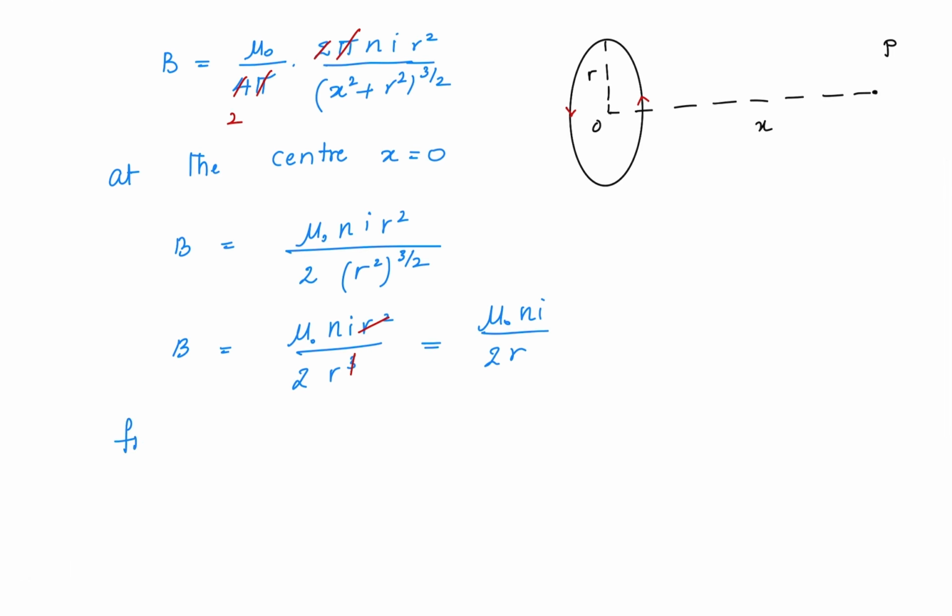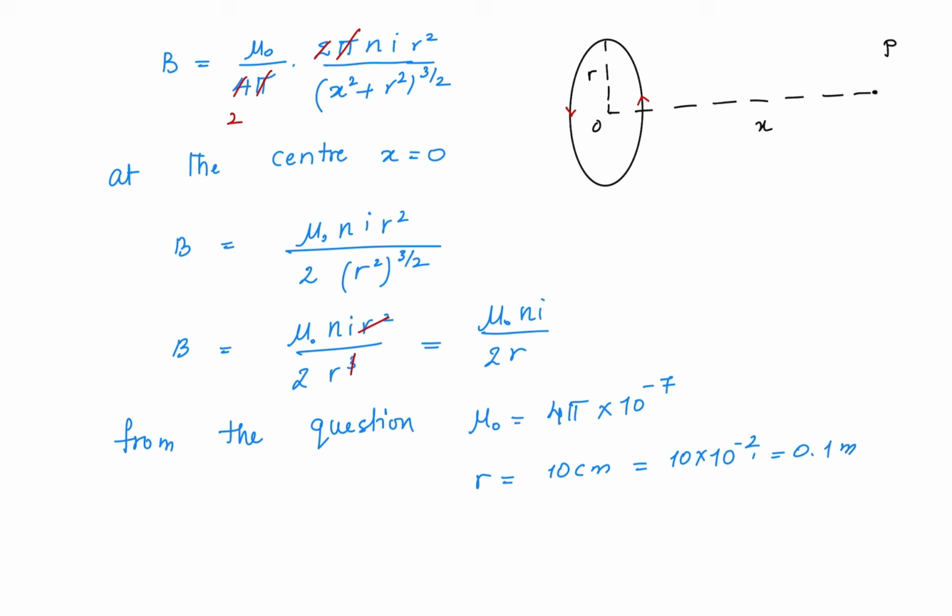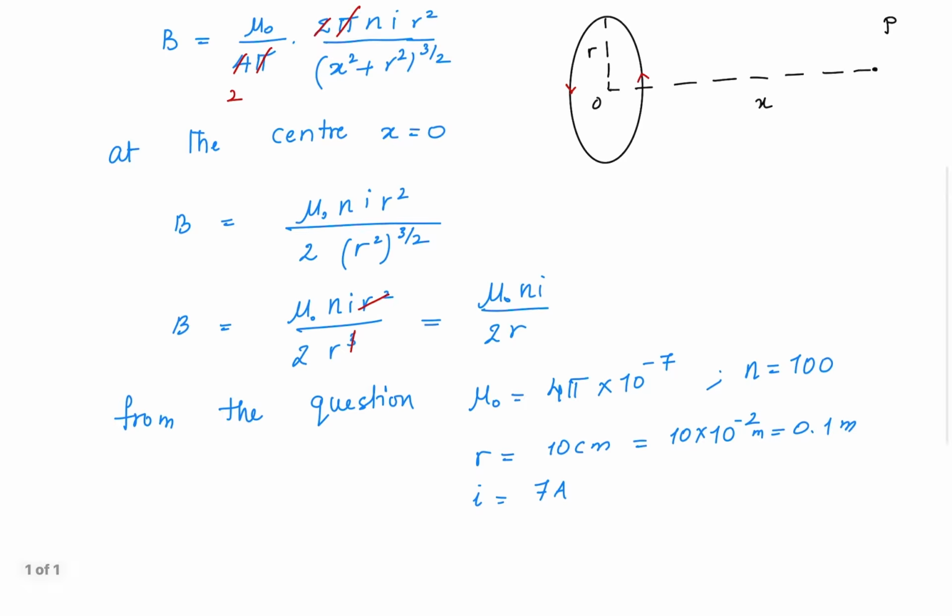So here from the question, what we have is, we are provided with mu naught equal to 4 pi into 10 to the power of minus 7, and radius r is equal to 10 centimeters they gave, converted into meters as 10 into 10 to the power of minus 2 meters, which gives me 0.1 meters. And also current I is equal to 7 ampere, and the number of turns n is equal to 100 is what is provided in the question.